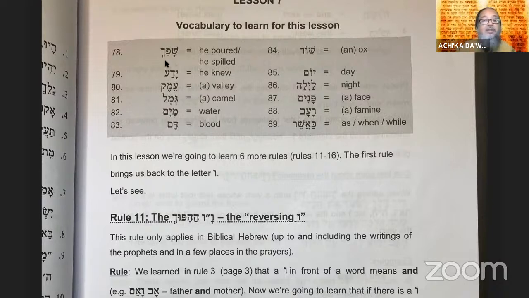Lesson number 7. Today we're going to go over 6 different rules. There's 6 more rules that we're going to learn. There's rules 11 through 16. Take that, put that, there you go. All right, my bad. Let's go back here.